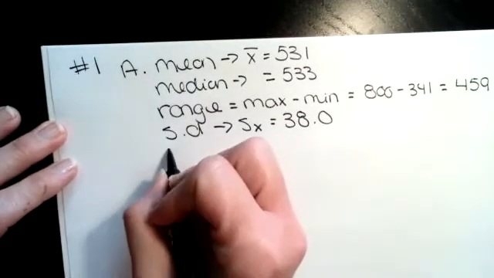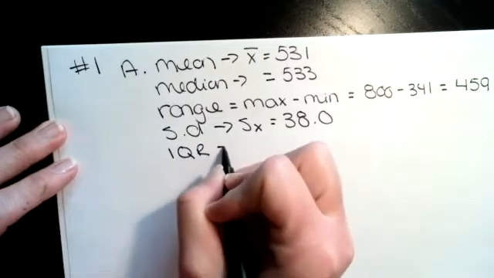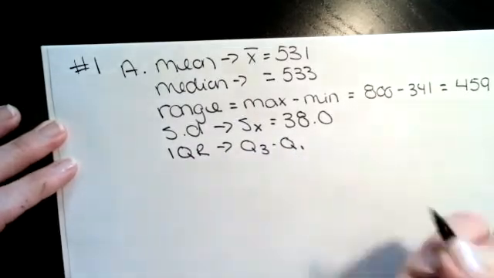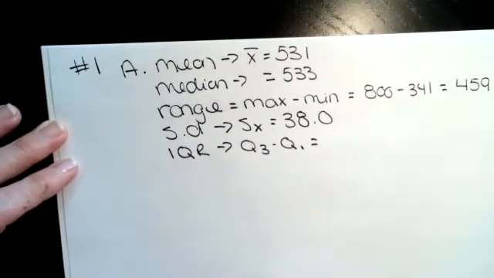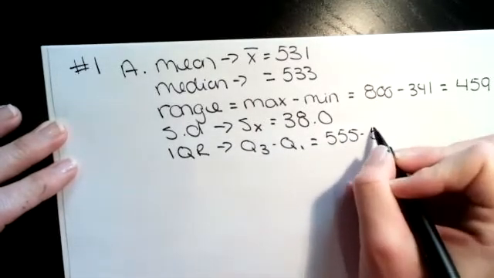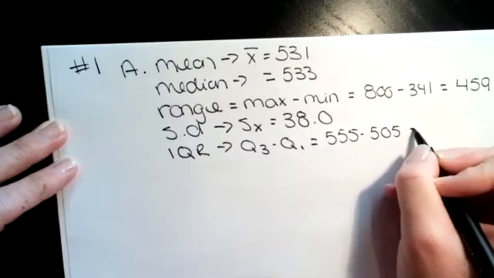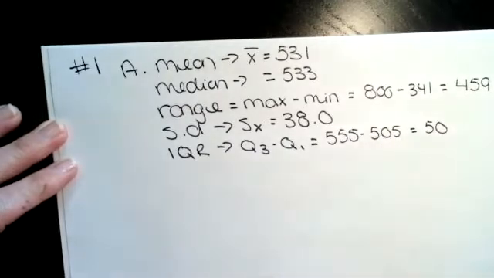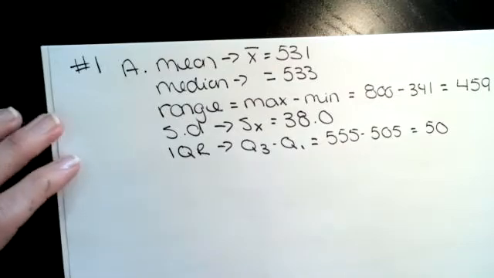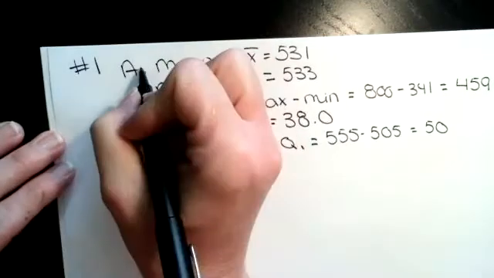Okay, and then we have the IQR we're looking for. Remember what IQR is? This is just quartile 3 minus quartile 1. Quartile 3 is 555 and quartile 1 is 505, which gives me a difference of 50. So the width of my box, if I was looking at a box plot, would be 50. That's what we're looking at. Okay, so that's the first part of A.